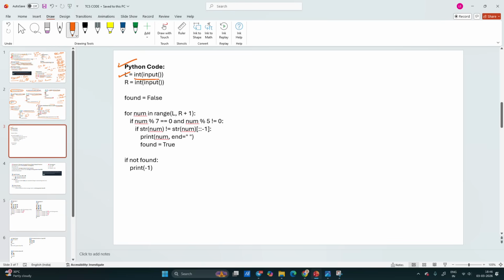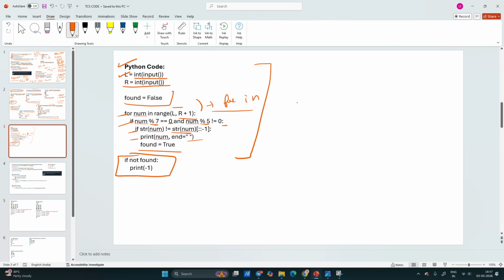We have to take L is equal to int input, R is equal to int input, found false. For num in range L to R plus 1, we have to check our conditions in the for loop. If num is divisible by 7 equals 0 and num divisible by 5, if string num is equal to its reverse, print num and found true. If not found, print -1. You can run this code. So this is basically the Python code related to that.